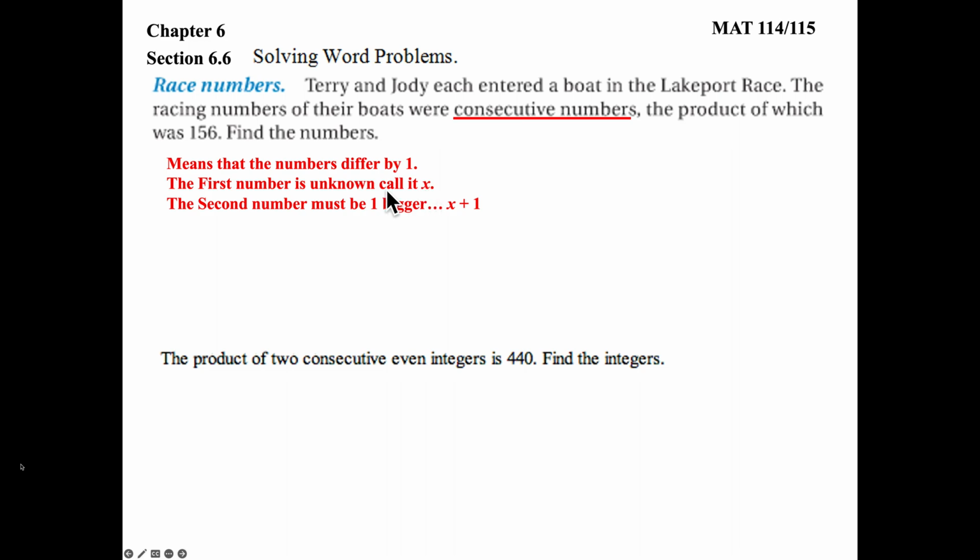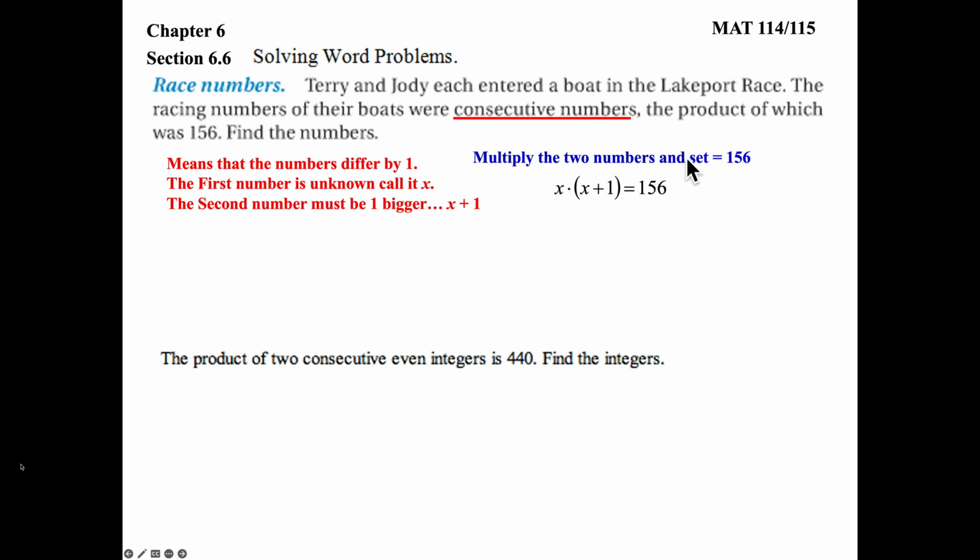So we'll call the first number x. I do know something about the second number: it has to be 1 bigger, so we'll call it x plus 1. There's the first number, there's the second number. It says to multiply them, because product means to multiply. So x times x plus 1 equals 156.